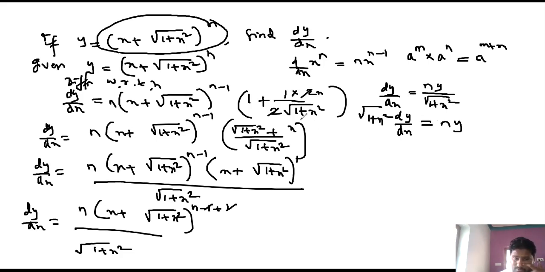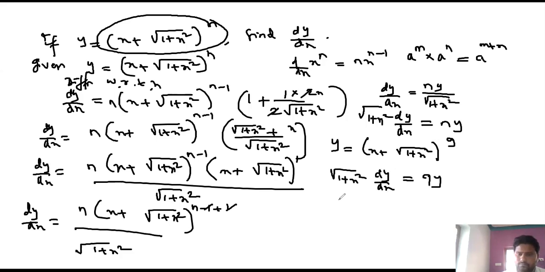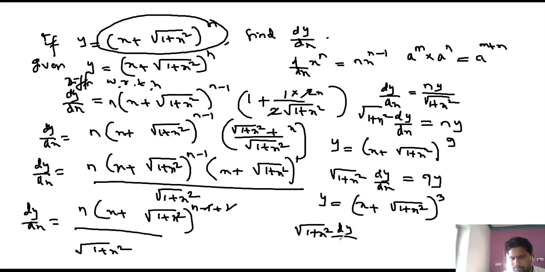So by comparing with this standard example, we can solve many examples. That is, y equal to (x plus square root of 1 plus x square) raised to 9. What is the value of root of 1 plus x square into dy by dx? That is simply 9y. Suppose y is equal to (x plus square root of 1 plus x square) raised to 3. Then if they ask what is the value of root of 1 plus x square into dy by dx, that is 3y. Like this.